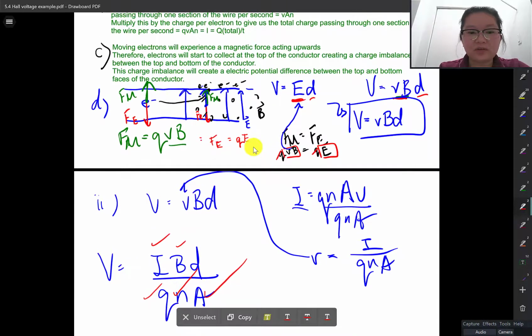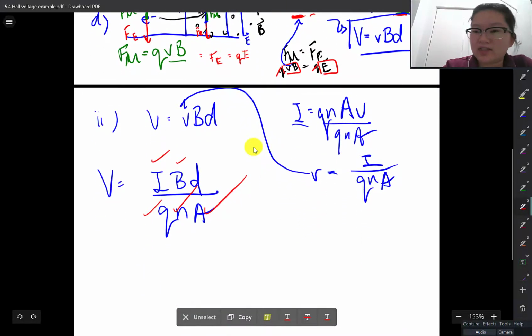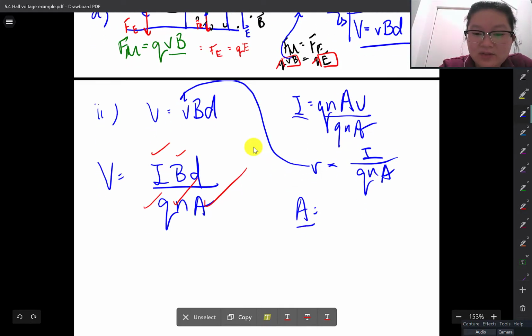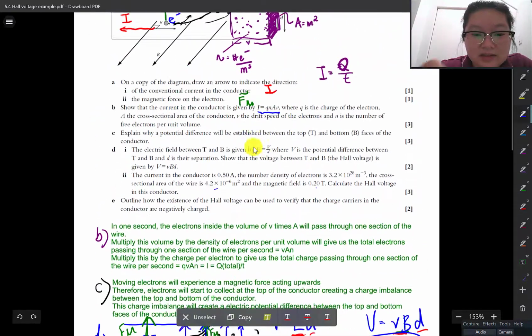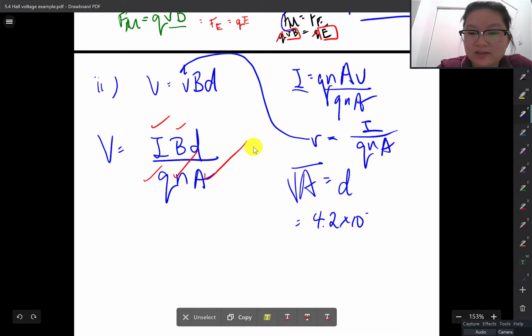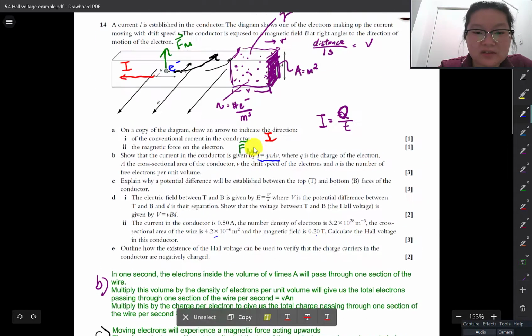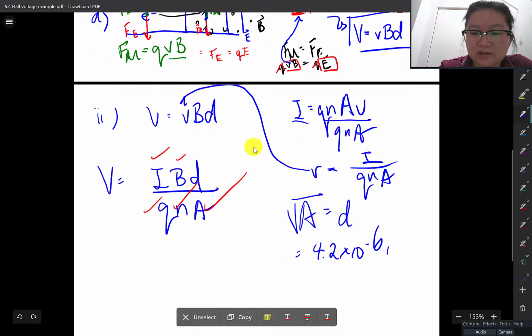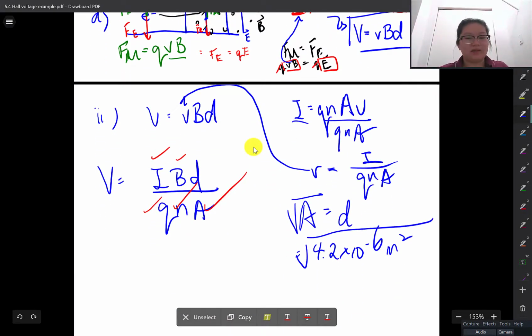So based off of that, if the cross-sectional area is a square, then to get the D, we just have to take the square root of the cross-sectional area to give us D, which is 4.2 times 10 to the negative 6 meters squared, I believe. So taking the square root will take care of that. Putting that into our calculator, I get 2.049 times 10 to the power of negative 3 meters, okay?